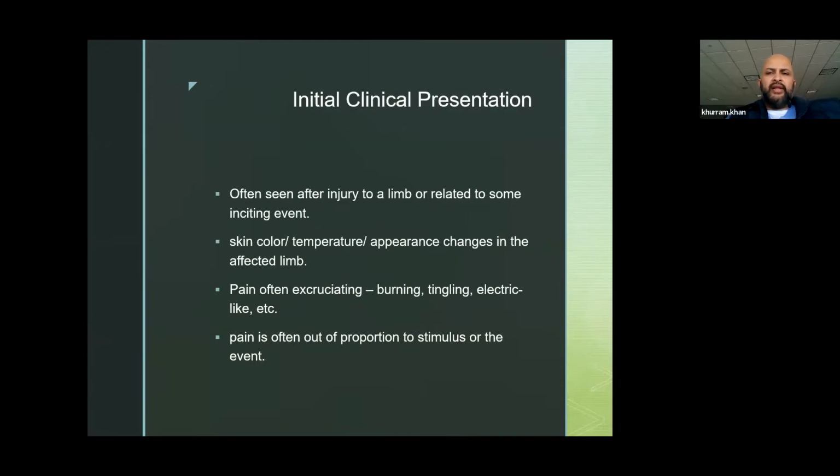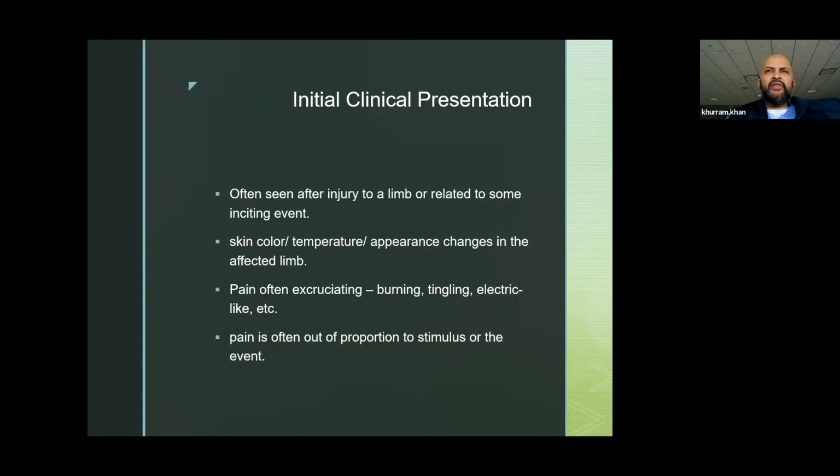How does it present initially in the clinic? It's often seen after injury to a limb or related to some inciting event. Most of the time there is some cause or index event which leads to this type of pain. There are a few examples where it just starts without any rhyme or reason, but those are very few and far in between. It presents with skin color changes, temperature changes, and changes in the appearance of the limb or the body part.